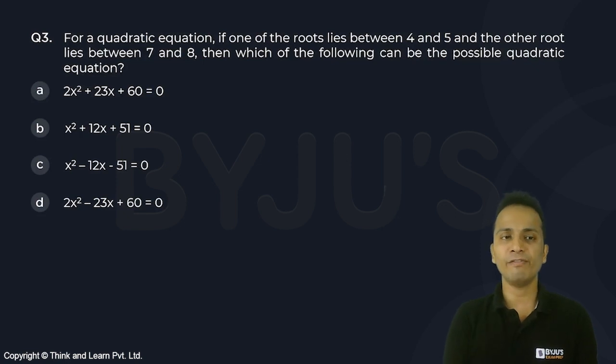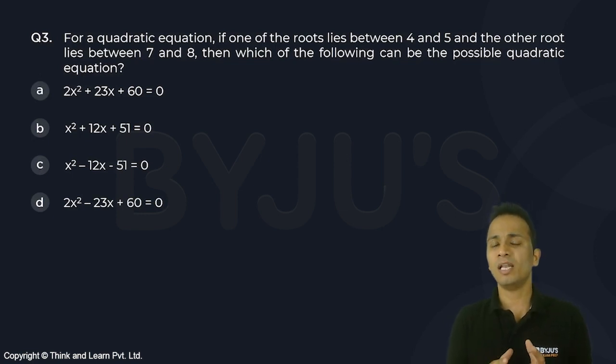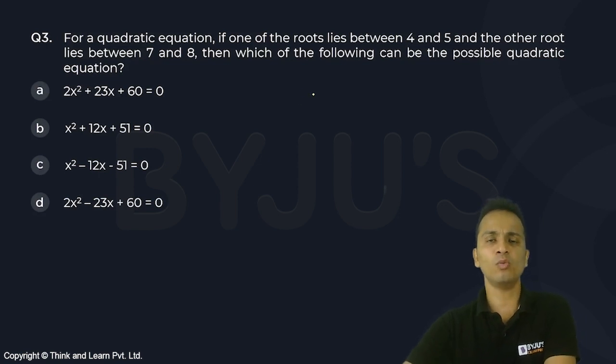So I look at every quadratic equation that is given in the options, and we'll find out the possibility of the roots lying between 4 and 5 and the other root lying between 7 and 8. Now the logic here that I will use will be, since one of the roots is lying between 4 and 5 and the other root is lying between 7 and 8.